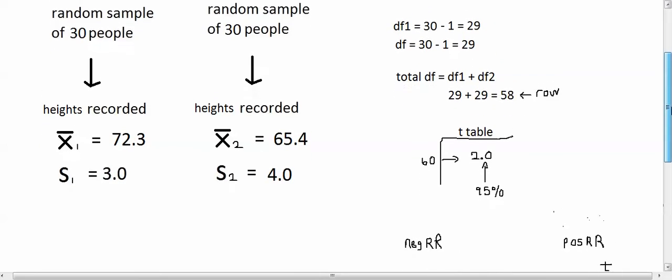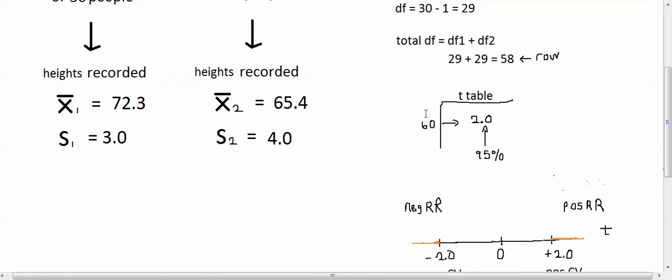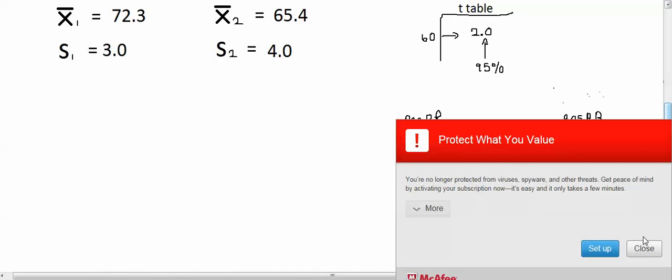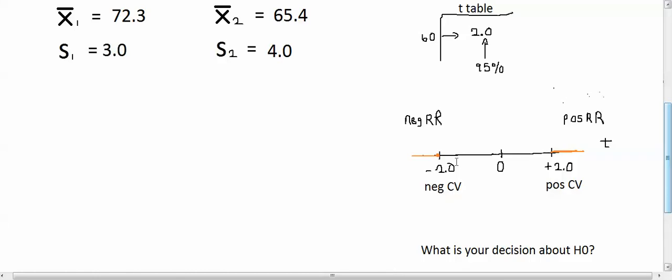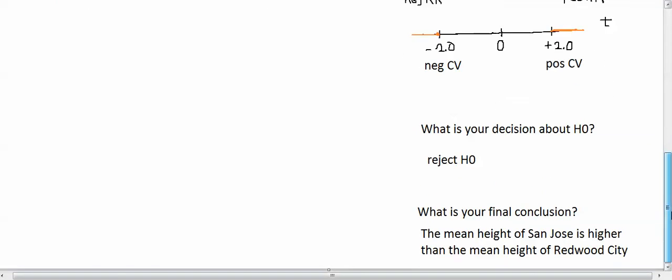Once you find out which row you need to go to in the table, you go to that row, or the closest row to it. You go to 95% confidence, and you get your critical value. You mark off the critical value and its opposite on a number line, like this. And then you find out which of the three areas the t-score that you calculated is in, and that tells you what decision to make and what your final conclusion is.